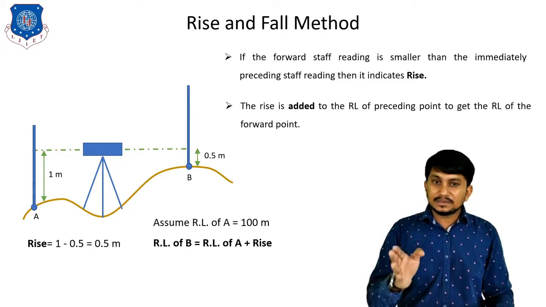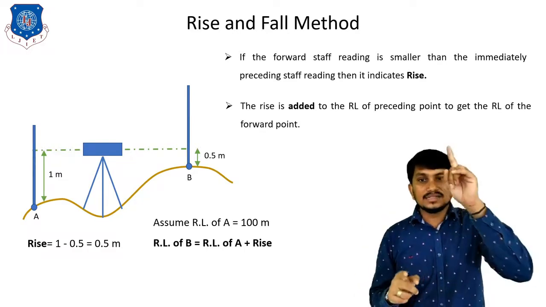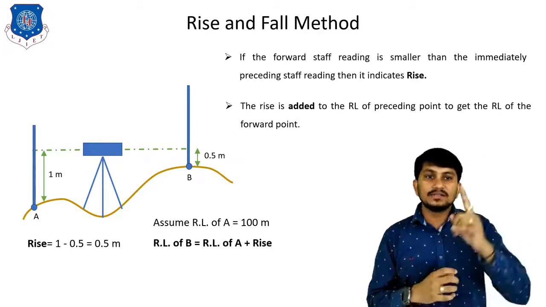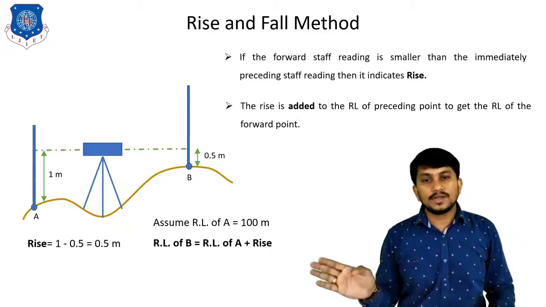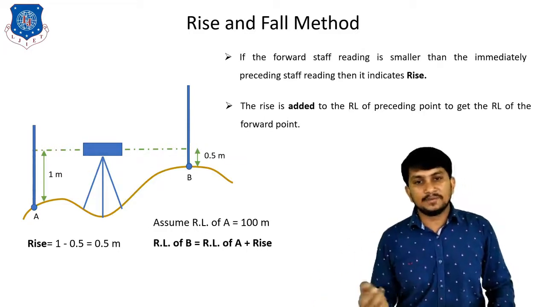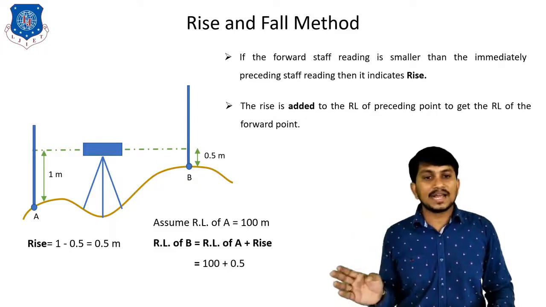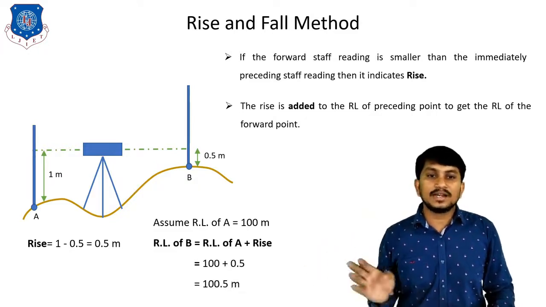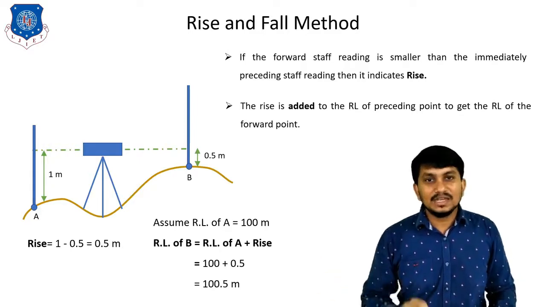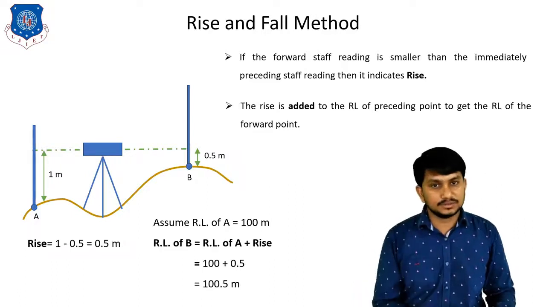So RL of B is calculated as RL of A plus rise, because rise is always added to the RL of the preceding point to get the RL of the forward point. To find RL of B, we add the rise to the RL of A like this. RL of A is 100 meter, rise 0.5 meter. So RL of B can be calculated as 100.5 meter. This is how we can calculate RL of a point using the rise and fall method.